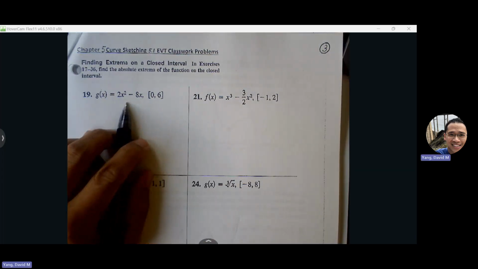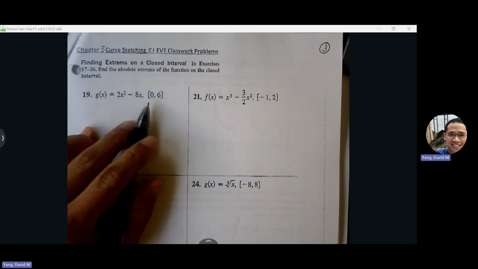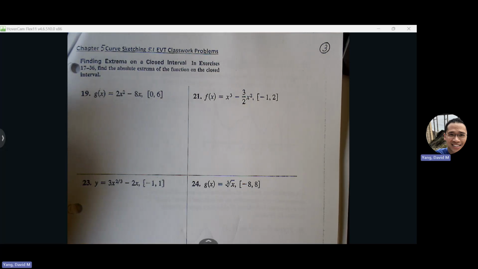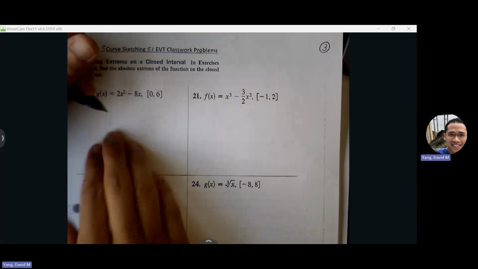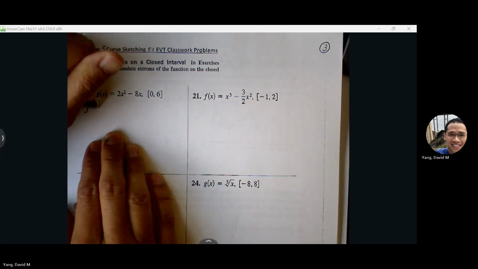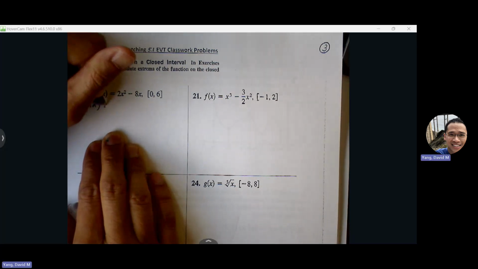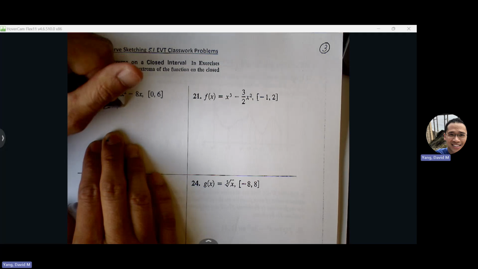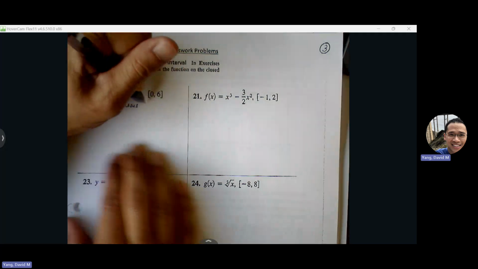Okay, number 19 is nice because it's a polynomial. So polynomial, there's no issues. We know the function is continuous, but that just means we don't have to check, but we still want to make that statement. And don't just say continuous. Make sure you establish the interval.